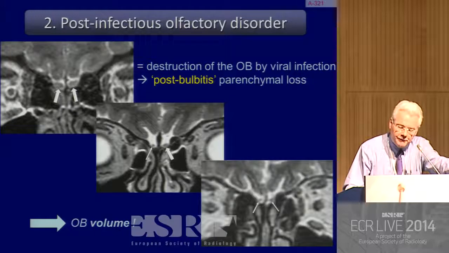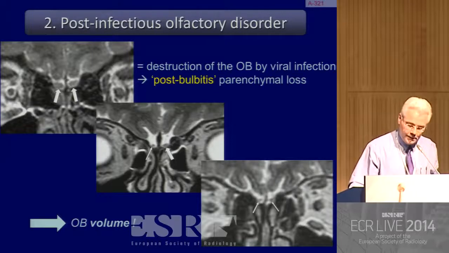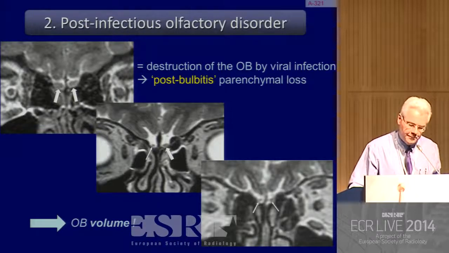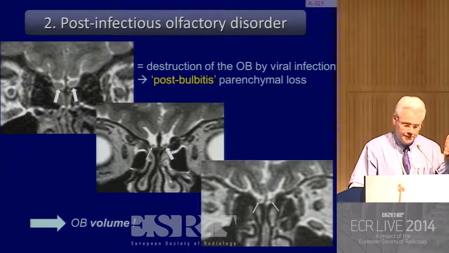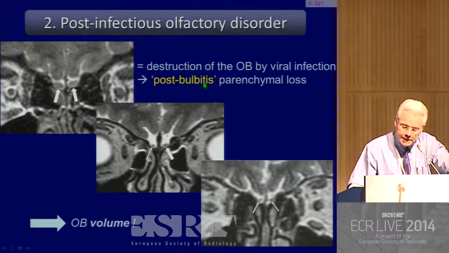Another category of pathology is post-infectious olfactory dysfunction, which is the extension of viral inflammation of the mucosa through the myelinated axons to the bulbs, giving what we can call a bulbitis and a secondary scarring and destruction of the bulb.